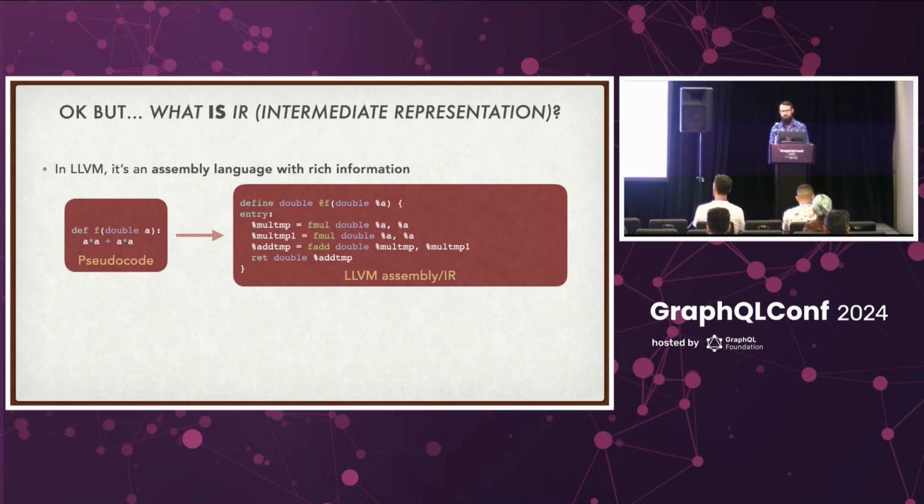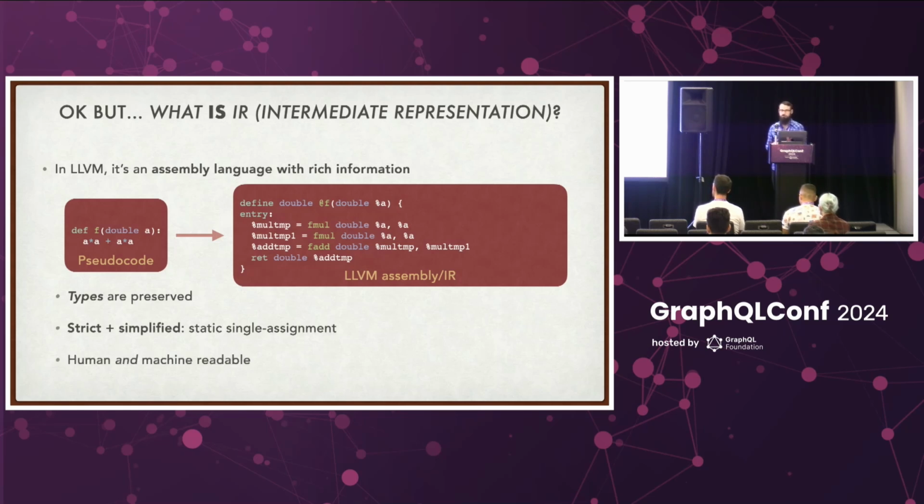We're not really going to dig into this at all other than noting a few properties here and there. The types are preserved. You can see it takes in a double, and that's preserved throughout the assembly. It's strict and it's simplified. This uses static single assignment, which is useful in compilers, maybe less useful in GraphQL. But it's human and machine readable. With a little practice, you could probably get pretty fast at reading this intermediate representation, but it's also easy to manipulate programmatically.